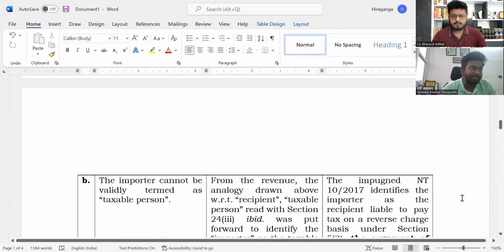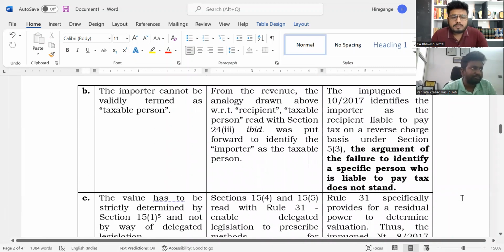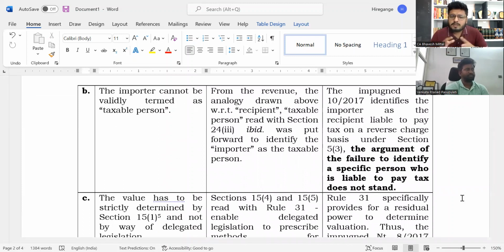Once he is a recipient, the next argument was also explained. Yes, Bhavesh. So the next argument, as put forth by Venkat sir, the revenue very smartly argued that the person is a recipient, contextually interpreting Section 24(3) along with Section 39 and the definition of the recipient. And the Supreme Court agreed to this argument that it is a recipient in terms of the law.